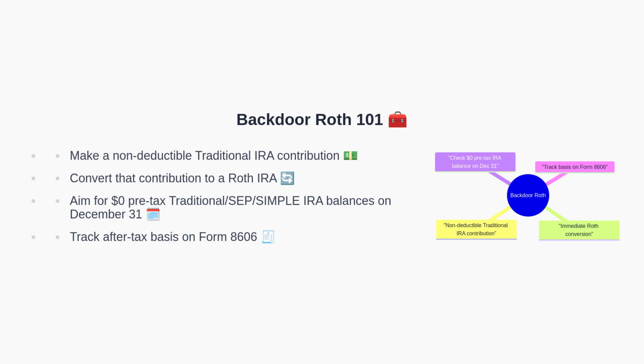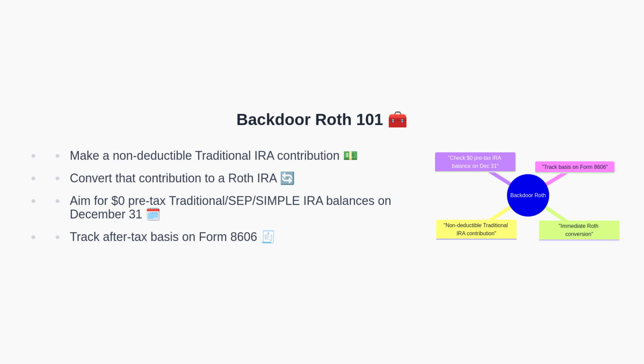The Backdoor Roth is a two-step process. You make a non-deductible contribution to a traditional IRA and then convert it to a Roth IRA. The key idea is to avoid income limits on direct Roth IRA contributions. However, the strategy only stays clean if you have zero pre-tax IRA balances across all your traditional, SEP, and SIMPLE IRAs on December 31st of the conversion year. You must track your after-tax basis using Form 8606. That basis is the total of your non-deductible contributions that haven't yet been used to offset taxes on distributions or conversions.